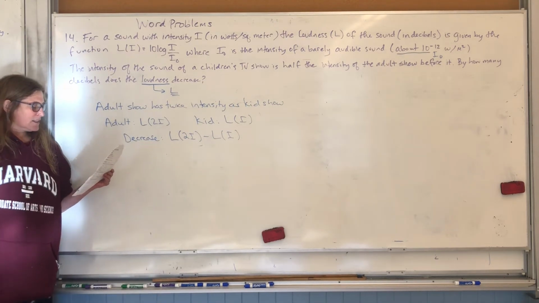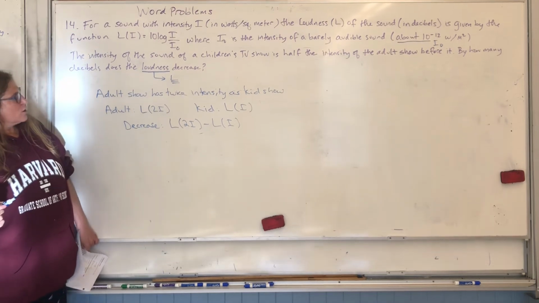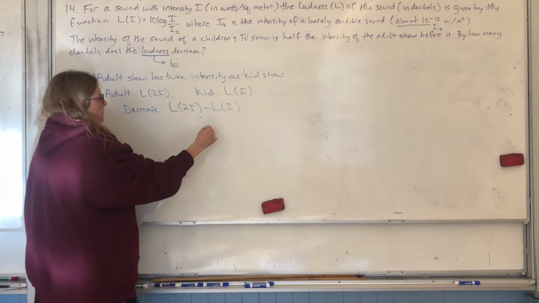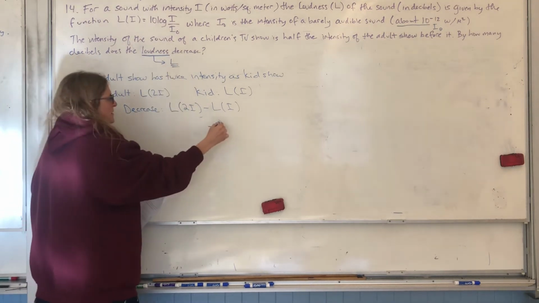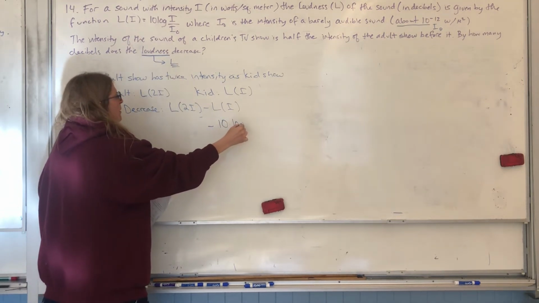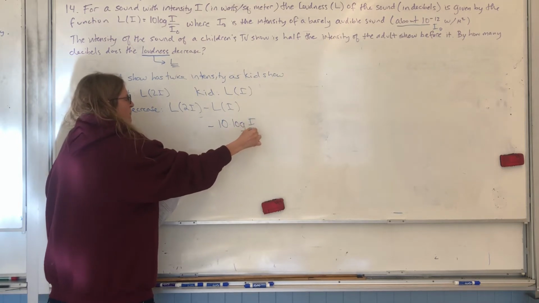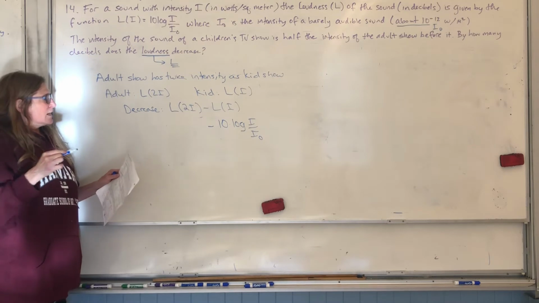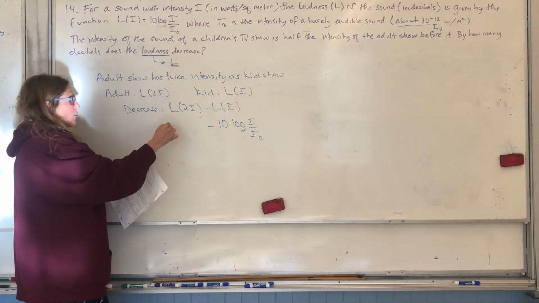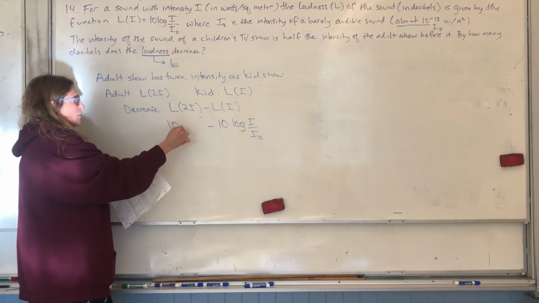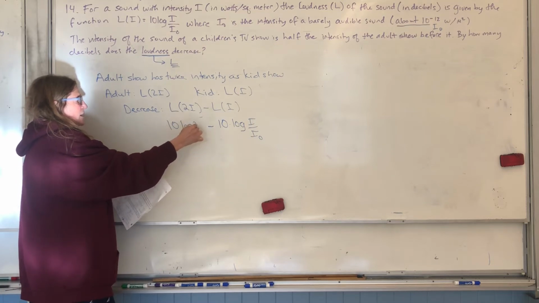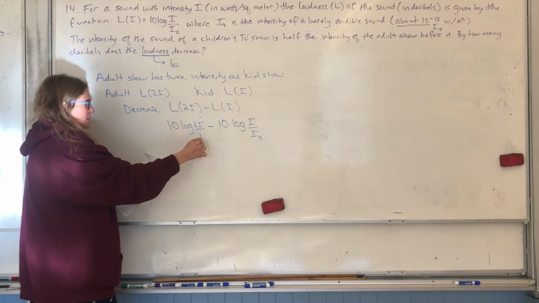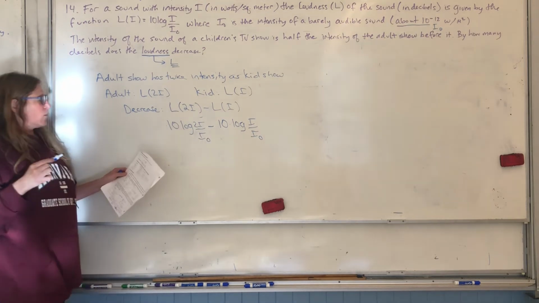So if they want to know L of 2I, let's use our formula here. L of I, I'm just going to write in the formula, is 10 times log I over I sub O. And then the adult show would be 10 times log 2I over I sub O. So they want to know that.